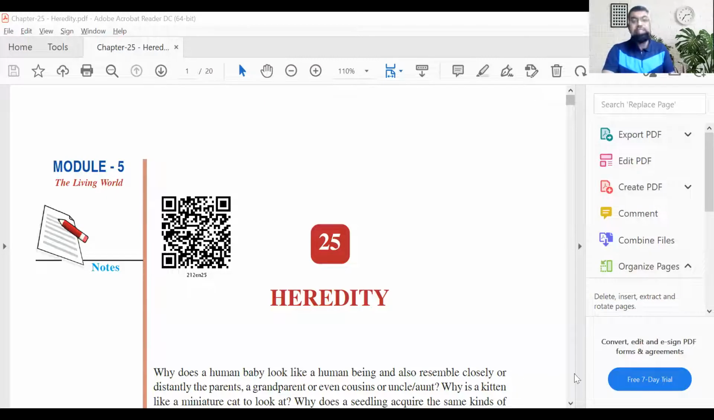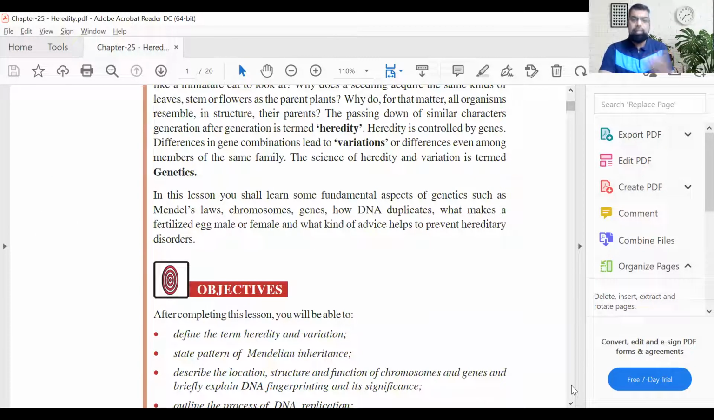So what I'll be doing is I'll be sharing my screen, teaching you what the chapter is about, and then taking you through the notes as well as my presentation. In the next 15 to 20 minutes, we will cover almost half of the chapter of heredity, chapter 25, in the living world module, and then we will do the second part in the other chapter.